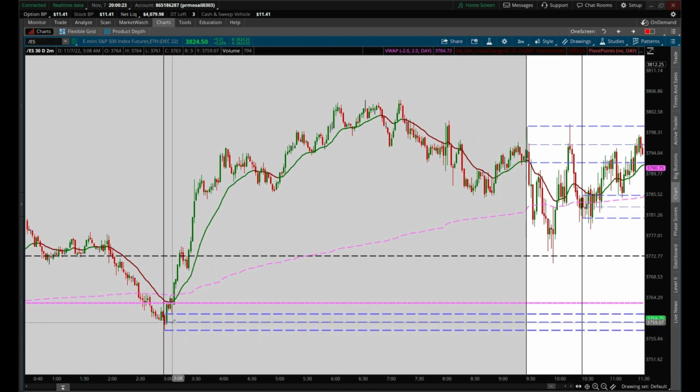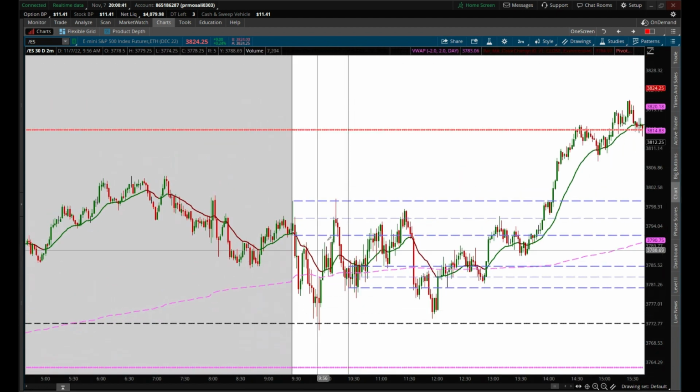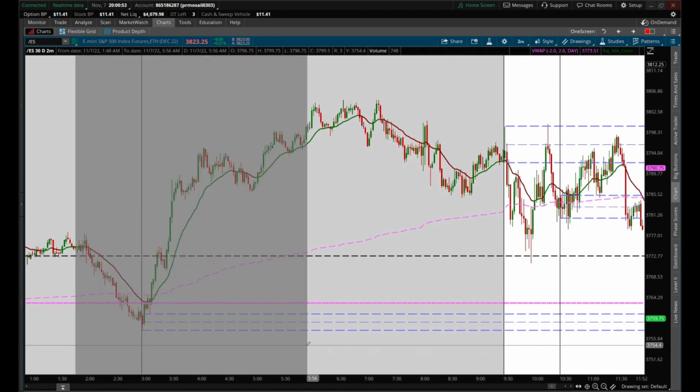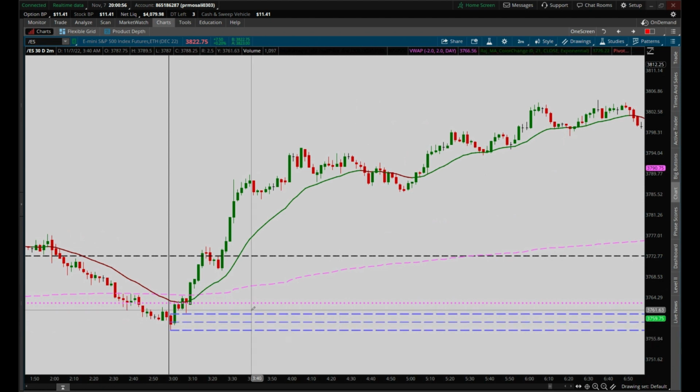So, as we talked before, these channels I draw are for 2 minutes. One channel is at the candle that encloses the candle from 3 to 3:02. The next one is where I draw another channel from 9:30 to 9:32 and from 10:30 to 10:32. Okay. Now, what exactly am I looking for?